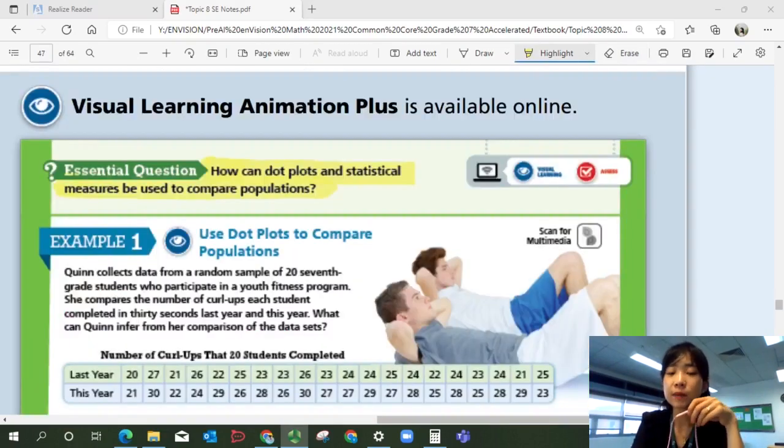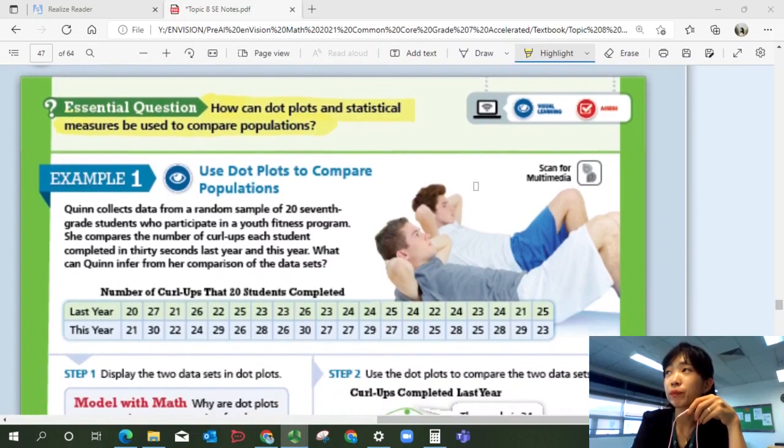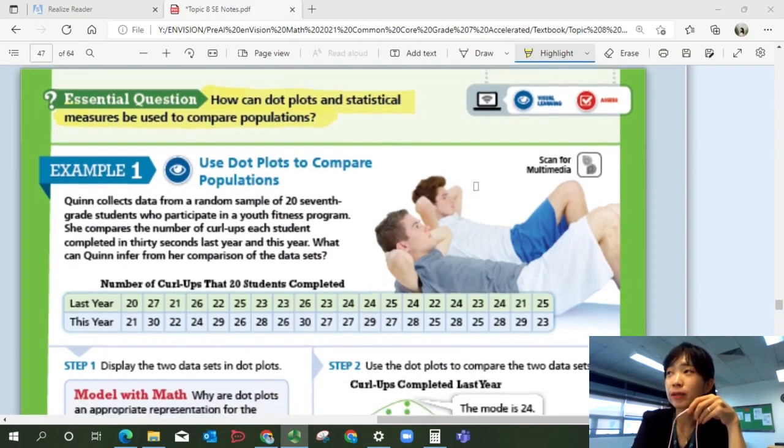So let's look at the next page. Our lesson essential question is, how can dot plots and statistical measures be used to compare populations? Let's look at example 1. We're going to use dot plots to compare populations.